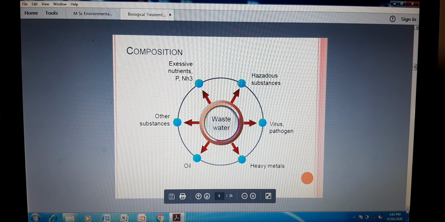What exactly is in the wastewater? If you see the composition of wastewater, most of it we generally call organic and inorganic matter. What exactly is in the organic and inorganic matter? Mostly excessive nutrients like phosphate and nitrates, then hazardous substances, viruses, and pathogens, which also include heavy metals. Wastewater also contains oil and greasy material, plastic material, plant leaves, dust particles, silt particles, etc.